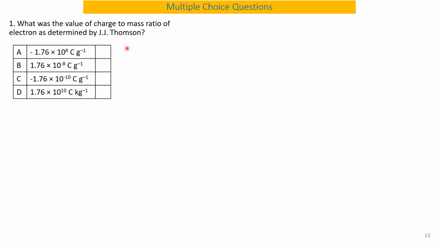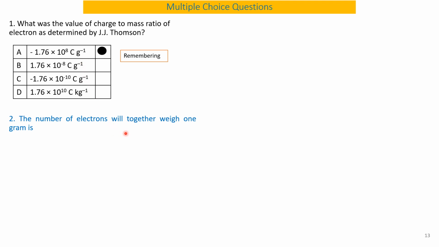Next, we will take up multiple choice questions. Question number 1. What was the value of the charge to mass ratio, that is e/m ratio, of the electron as determined by J.J. Thomson? Four options are given. Go through them very carefully. All of them are mentioned as charge per gram or charge per kg. So you have to remember the value of the charge to mass ratio and mark the correct answer. The correct charge to mass ratio is minus 1.76 into 10 to the power of 8 coulombs per gram.